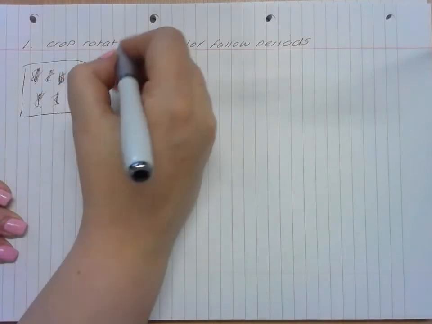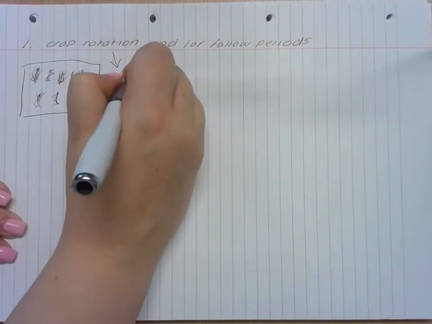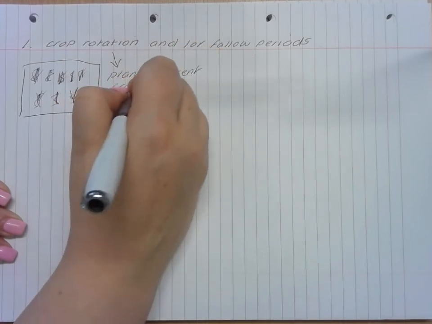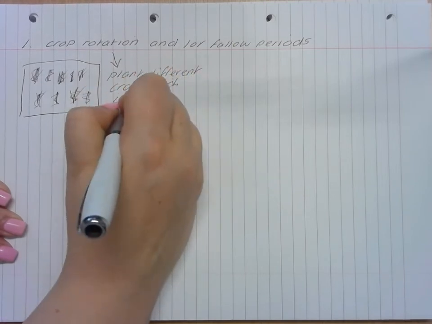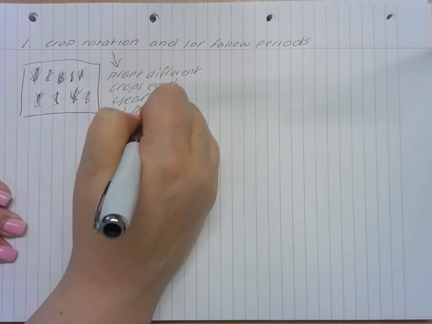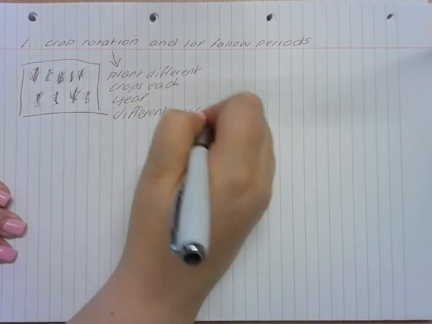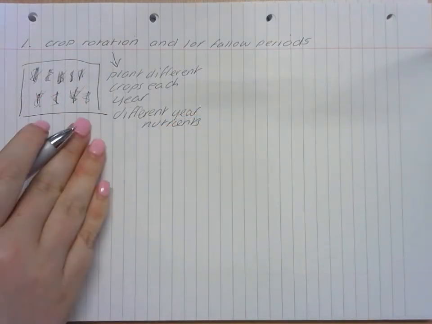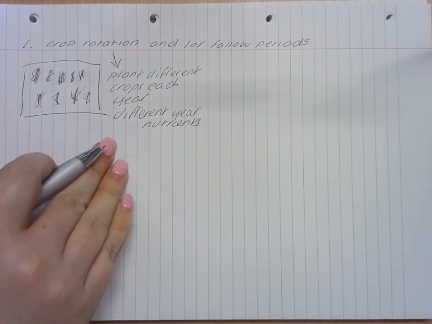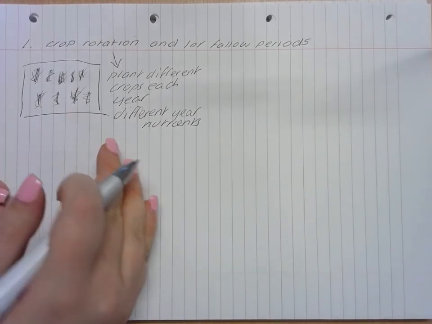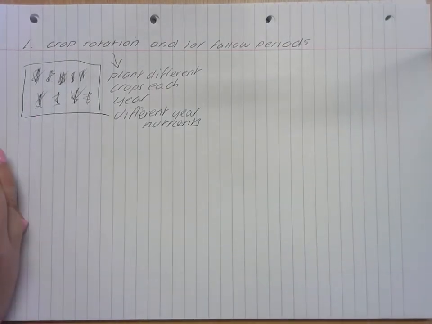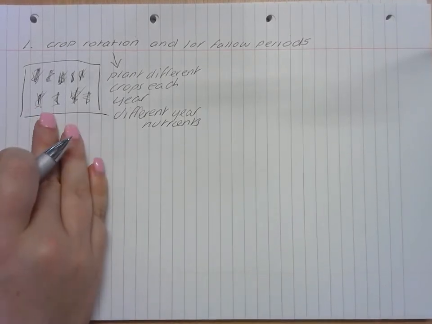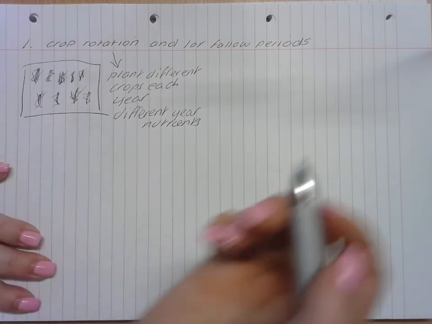Now the reason why, so crop rotation, you plant different crops each year because they use different nutrients. One year you'll use a specific set of nutrients, the next year a plant that uses a different set of nutrients, next year a different set of nutrients. So you're not draining all of the nutrients at the same time, you're giving time for each set of nutrients to recover. So that's one thing you can do to solve this, is crop rotation.